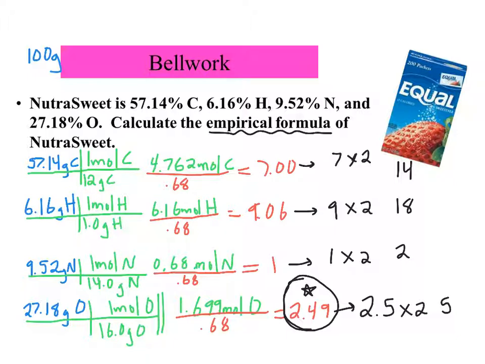So our final formula, the final empirical formula, is going to be C14H18N2O5.